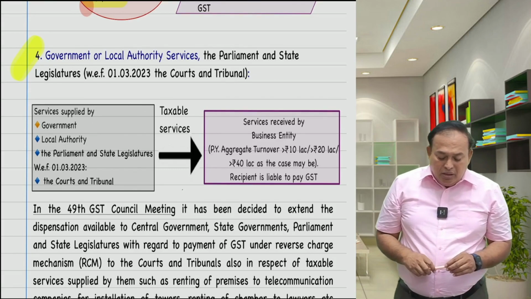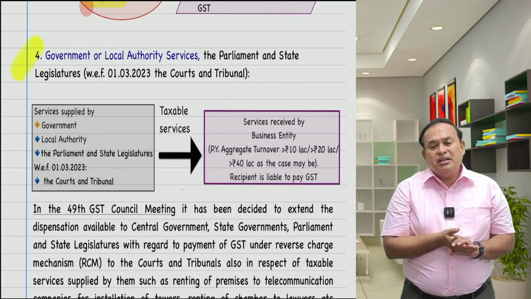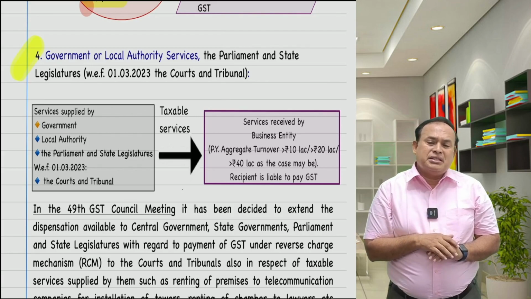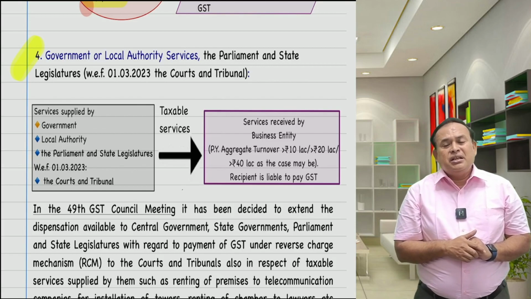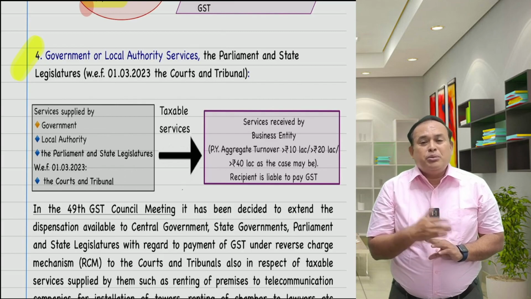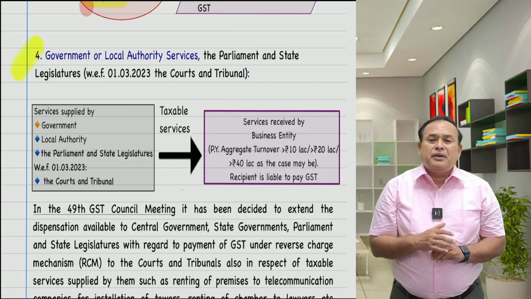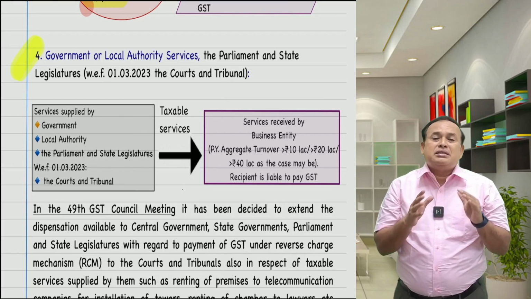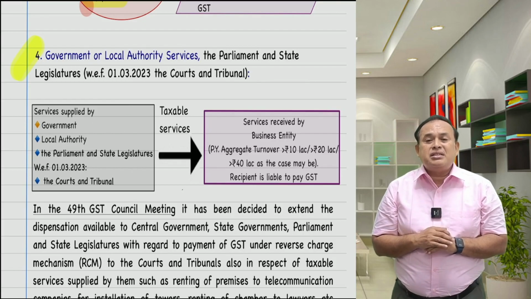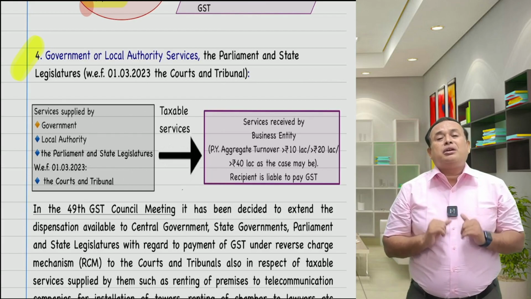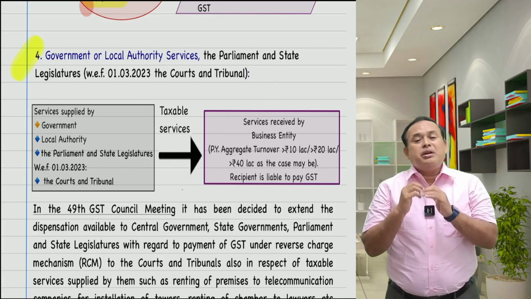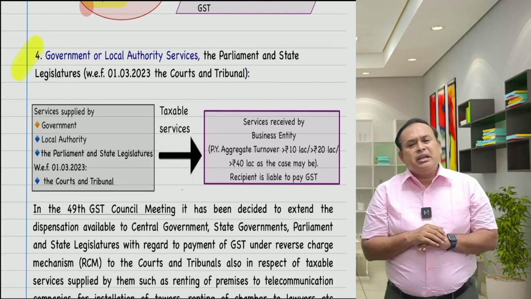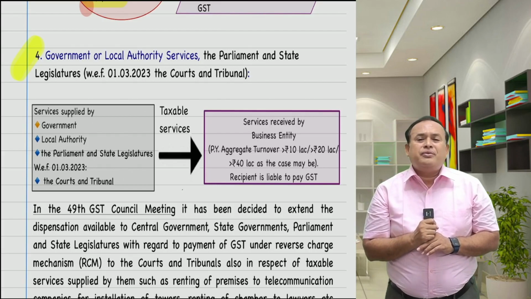Now, sir, government and local authority provide services, parliament and state legislatures provide services, courts also provide services, and tribunals also provide services. If they provide the service as supplier to a business entity, when does it become taxable? Under Schedule 3, supply excludes services where the supplier is a court or tribunal providing services with regard to the activities of the court or tribunal. If the court or tribunal provides services which are not in relation to court activities, such services do not qualify for the exemption.